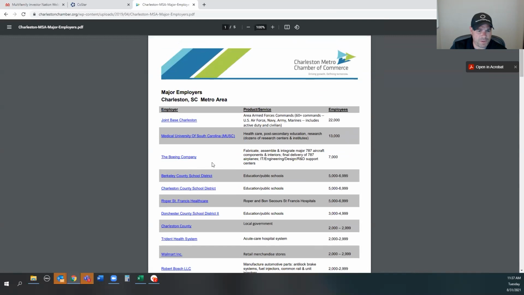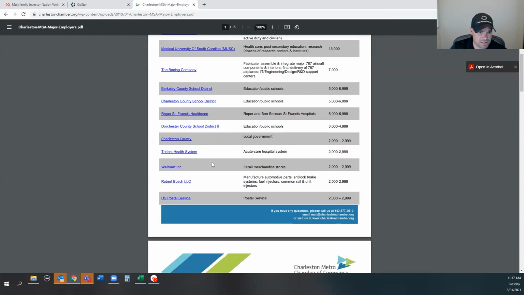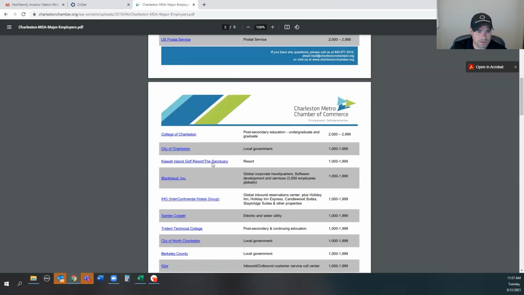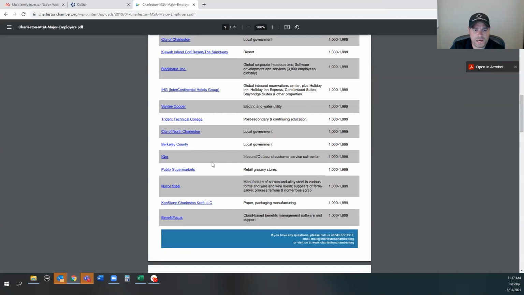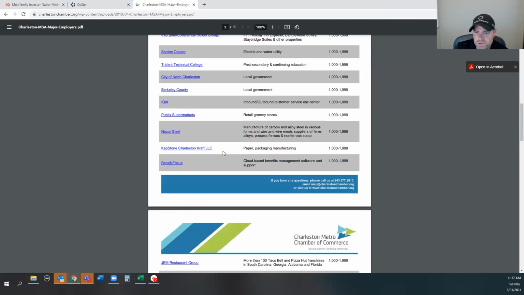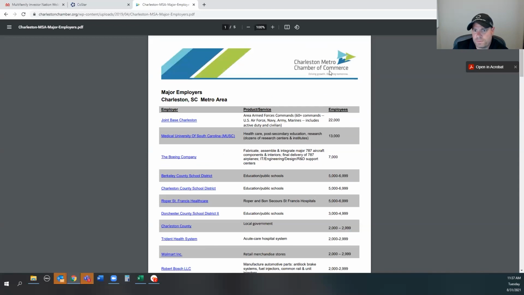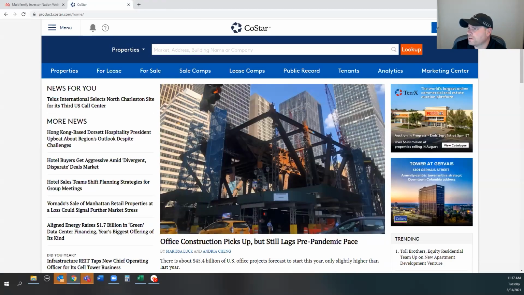And a couple I'm not seeing on here is Volvo. Actually, might be down here. But this is a basic way to find out who's employing people. So I just pulled that up from the Chamber of Commerce. So it's as simple as a Google search. So not too hard there.